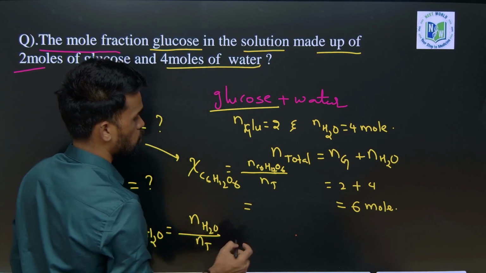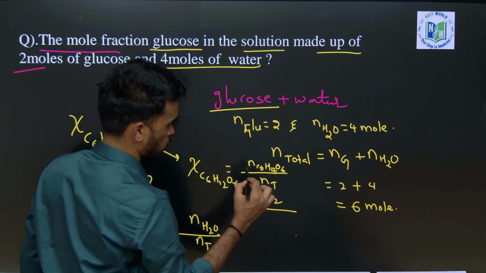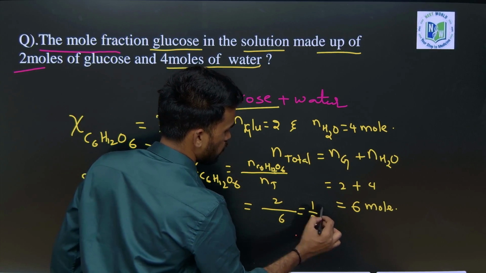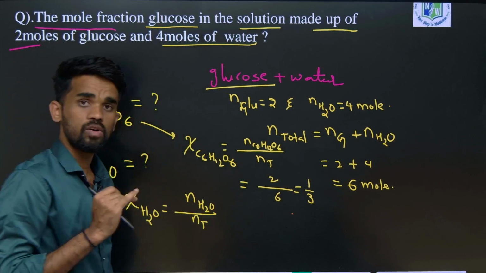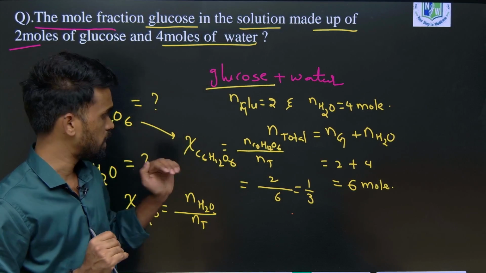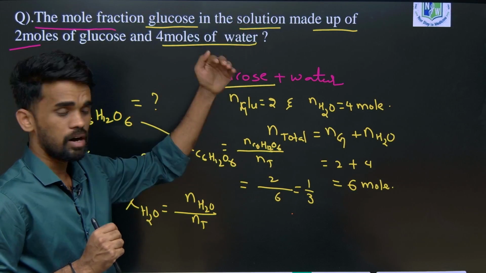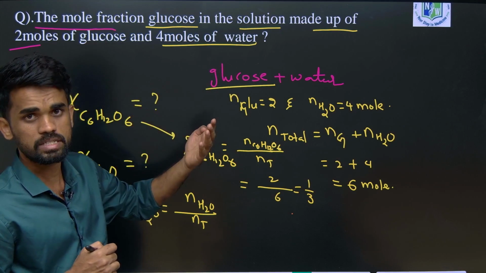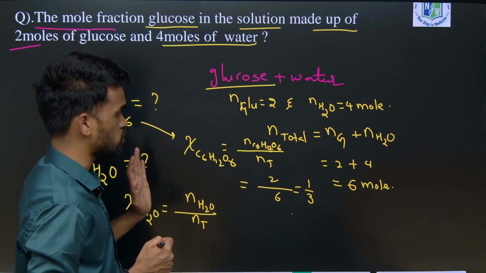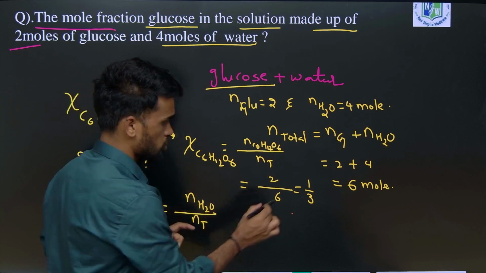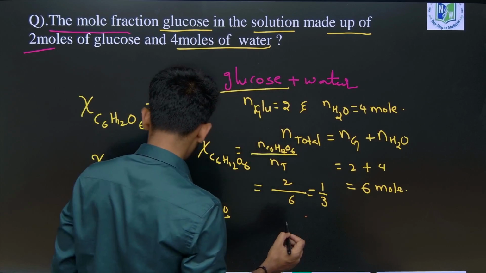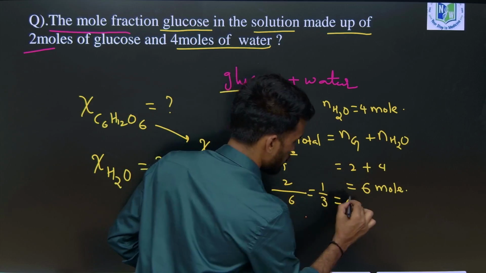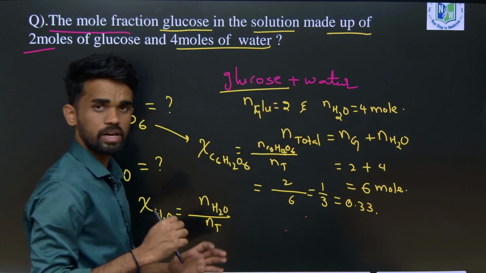So how many moles of glucose is there? We have only 2 moles of glucose, right? So n total is 6, so you can write 1/3 as the mole fraction. There is no unit for mole fraction because it is a ratio, right? When it is a ratio, the numerator and denominator have the same units, moles and moles, therefore it has no units. Mole fraction has no units. So you can write it like this, or you simply make it 0.33. Okay, you can write like that also.